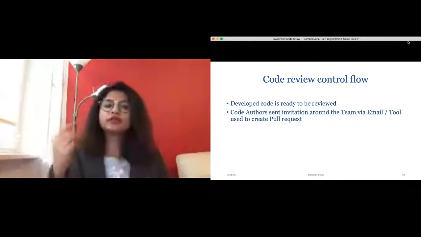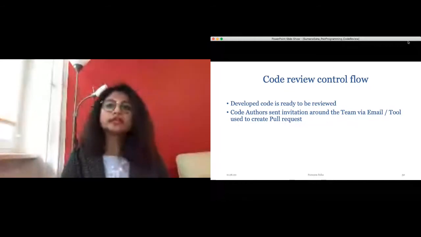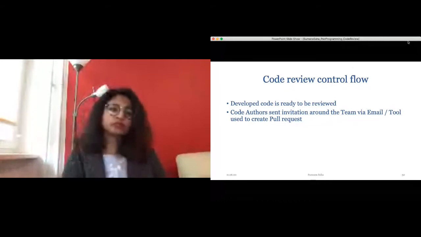That means whenever you invite somebody, they will automatically get an email. Then the reviewers review the code and provide feedback to the code author. Then if there are no open questions on the pull request, it can be marked as approved and it is ready to be merged to the code repository. This is a general code review control flow.